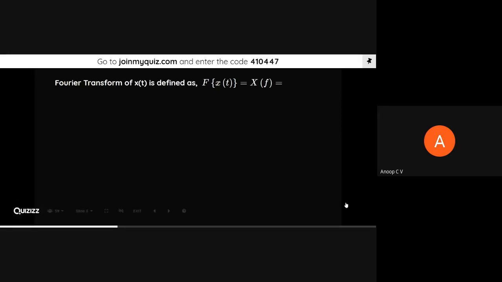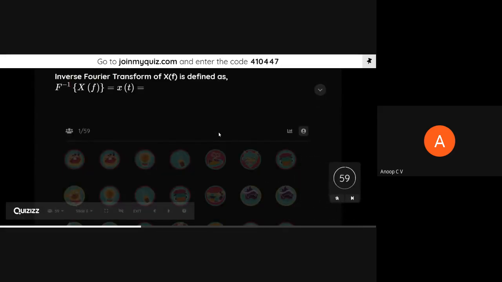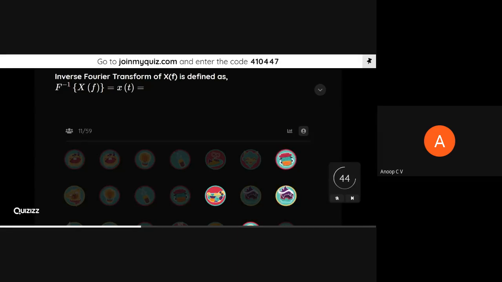Next question. The inverse Fourier transform of X of f is defined as what? How is the inverse Fourier transform of X of f defined? The inverse Fourier transform converts a frequency domain description of a signal into a time domain expression. So how is it defined?